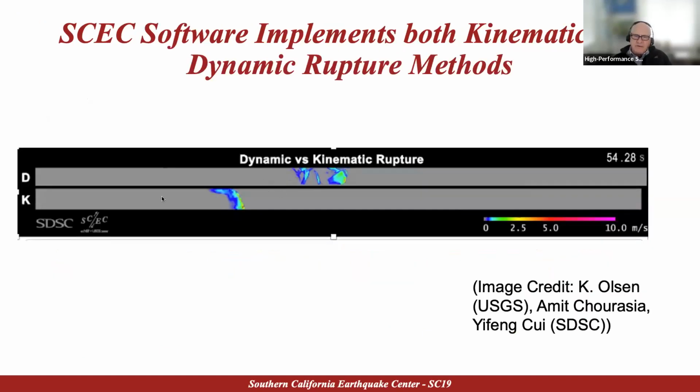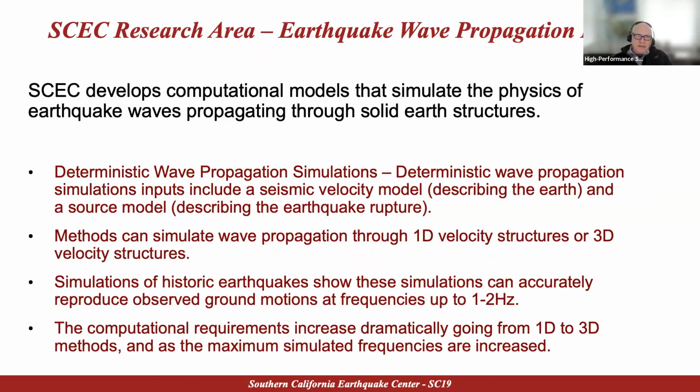This is a comparison of those two, the behaviors that you get out of either, with the dynamic being more physics-based but significantly more computationally expensive to generate. Then, once you've got region-specific structures and ruptures, now you need models that generate and propagate the waves through the solid earth. There are different methods within the SCEC community that do earthquake wave propagation. In some cases they propagate through 1D velocity structures, in other cases through 3D. The computational requirements go up dramatically as you go from 1D to 3D methods, and as the maximum simulated frequencies are increased.